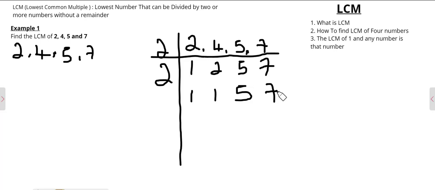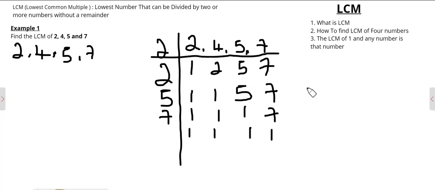No number actually. So we have to divide with 5. So when 5 divides, here we have 1, 1, and 5 divided by 5 is going to give us 1. Since 5 cannot divide 7 without a remainder, we have 7 here. So next we divide with 7. And here becomes 1, 1, 1, and 1.